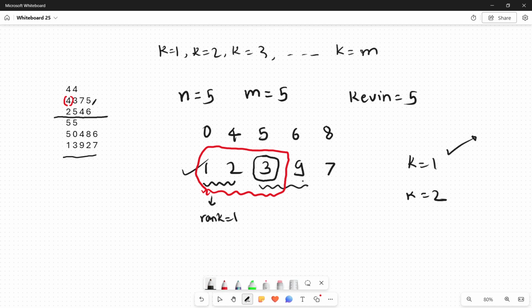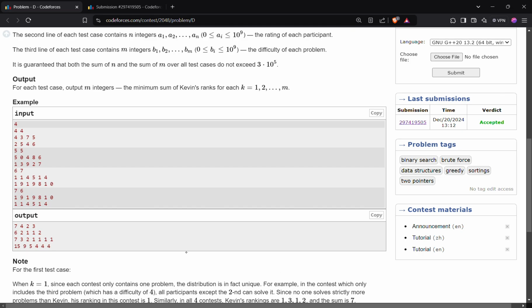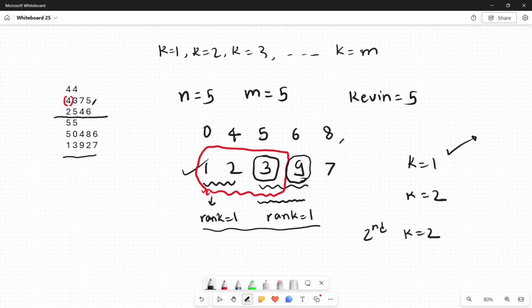and here the one who solves problem 9 will get a higher rank than Kevin in this contest. But we can see that there isn't anybody who can solve that problem, right? So here also his rank will be 1. So in the second test case, for k equal to 2, our answer should be 2. Is it? Yes, indeed it is. So that is basically the idea.